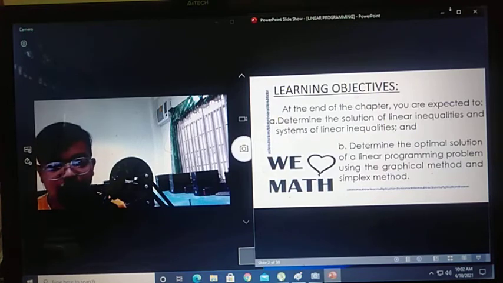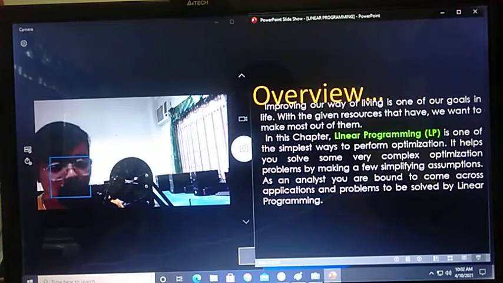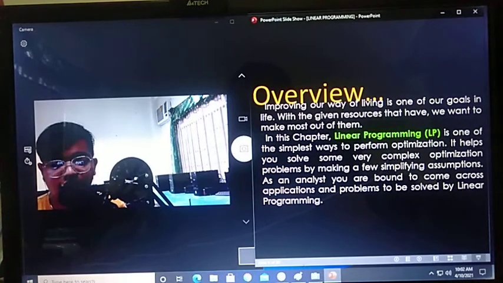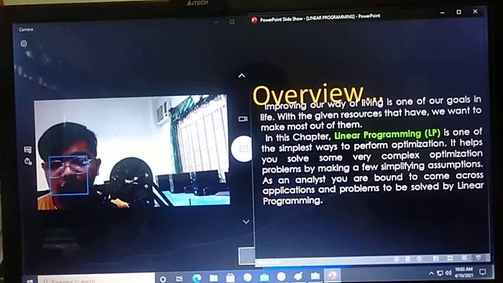So dito muna tayo sa linear inequalities, okay? Bago tayo mag-proceed sa main topic, which is linear programming. Sabi dito, improving our way of living is one of our goals in life, which with the given resources that we have, we want to make the most out of them. In this chapter, linear programming is one of the simplest ways to perform optimization. It helps you solve some very complex optimization problems by making a few simplifying assumptions. As an analyst, you are bound to come across applications and problems to be solved by linear programming.